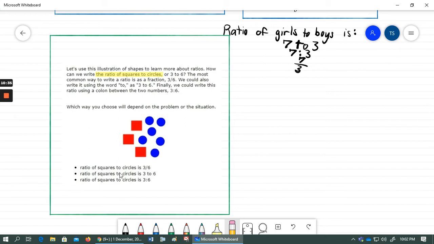And again, folks, you could also write it using the word to, so that would be 3 to 6, or you could write it using a colon, 3:6. Again, you say it the same way. It's a ratio of 3 to 6, okay, because there are 3 squares and 6 circles. All right, so again, that's that. We're going to look some more at this, and we're going to look at what a proportion is, and then we're going to look at some examples real quick.